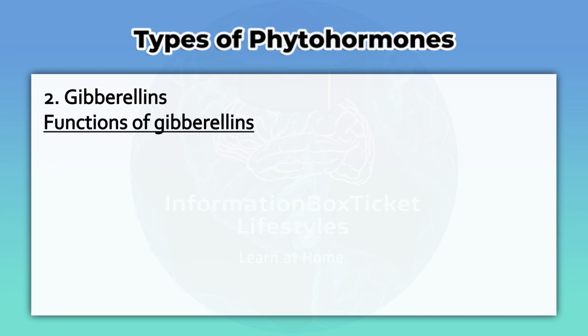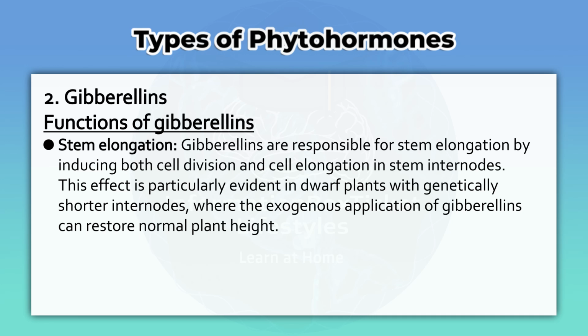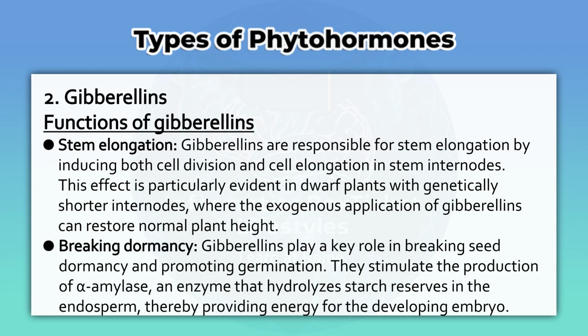Functions of gibberellins: stem elongation. Gibberellins are responsible for stem elongation by inducing both cell division and cell elongation in stem internodes. This effect is particularly evident in dwarf plants with genetically shorter internodes, where the exogenous application of gibberellins can restore normal plant height.